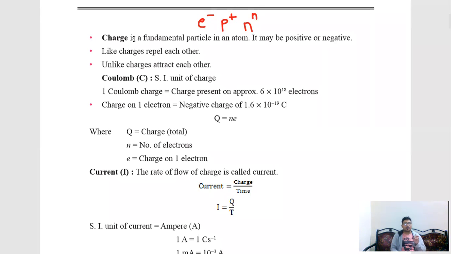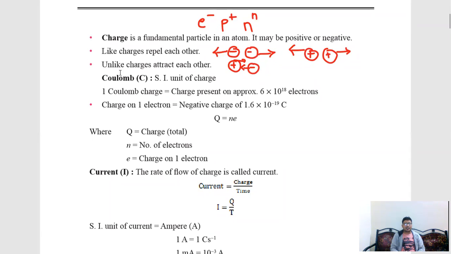We have learned some properties of charges in our 6th and 7th classes. Like charges repel each other. If you keep a negatively charged particle and another negatively charged particle, like charges, what will happen? These two charges will repel. Same, if you take a positive charge and a positive charge, both will repel because of the same charge. Unlike charges attract each other. If you take one positive charge and one negative charge, definitely both charges will attract each other.